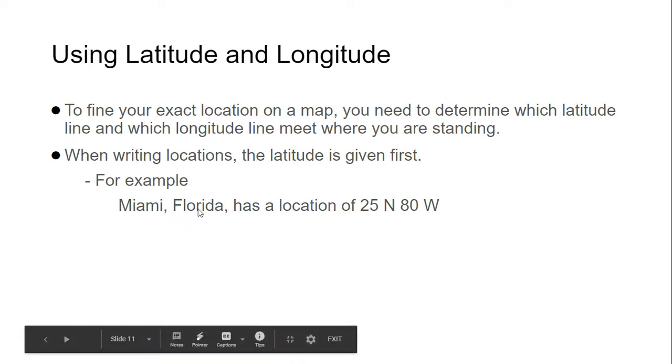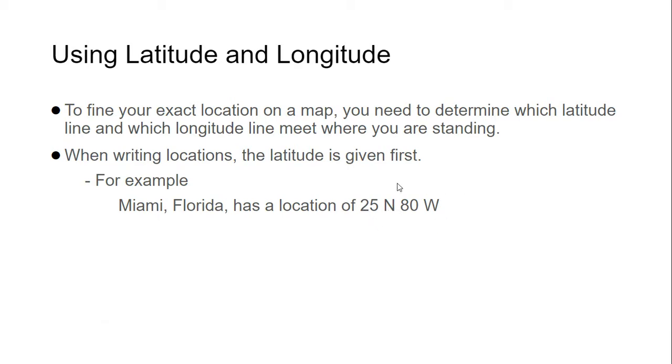For example, Miami, Florida has a location that's 25 degrees north and 80 degrees west. No matter what map you look at, no matter what globe you look at, Florida will always be 25 degrees north and 80 degrees west. So go ahead and watch the video from 1D again so you can learn how to do it, and then move on to the next one. I think it's 1E, and do your practice.